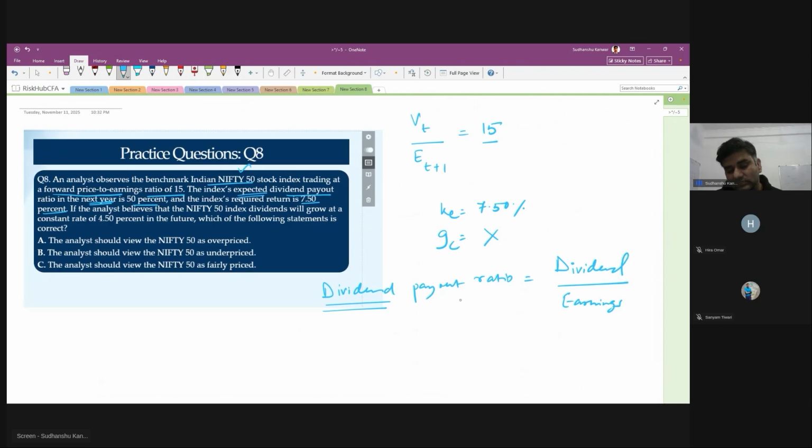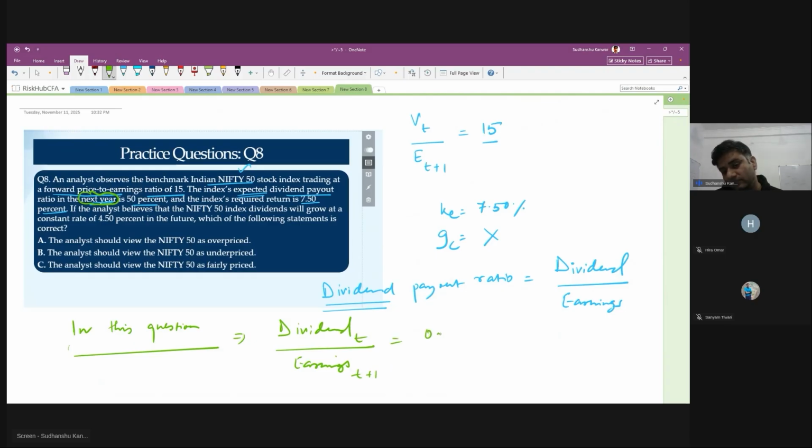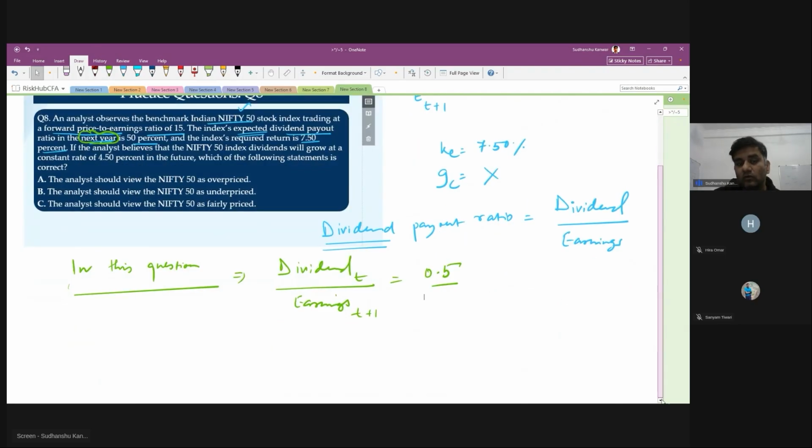Dividend payout ratio generally is this, but in this question, please understand, this is the beauty of the CFA exam: each word is very critical. The question says dividend payout ratio in the next year. So it means dividend divided by earnings of the next year, which is if dividend is D1, earnings is E1. This is given as 50%, meaning 0.5. Once you have seen this, it should suddenly strike you that the question is trying to trick me. The question is very easy, but it is trying to trick me.